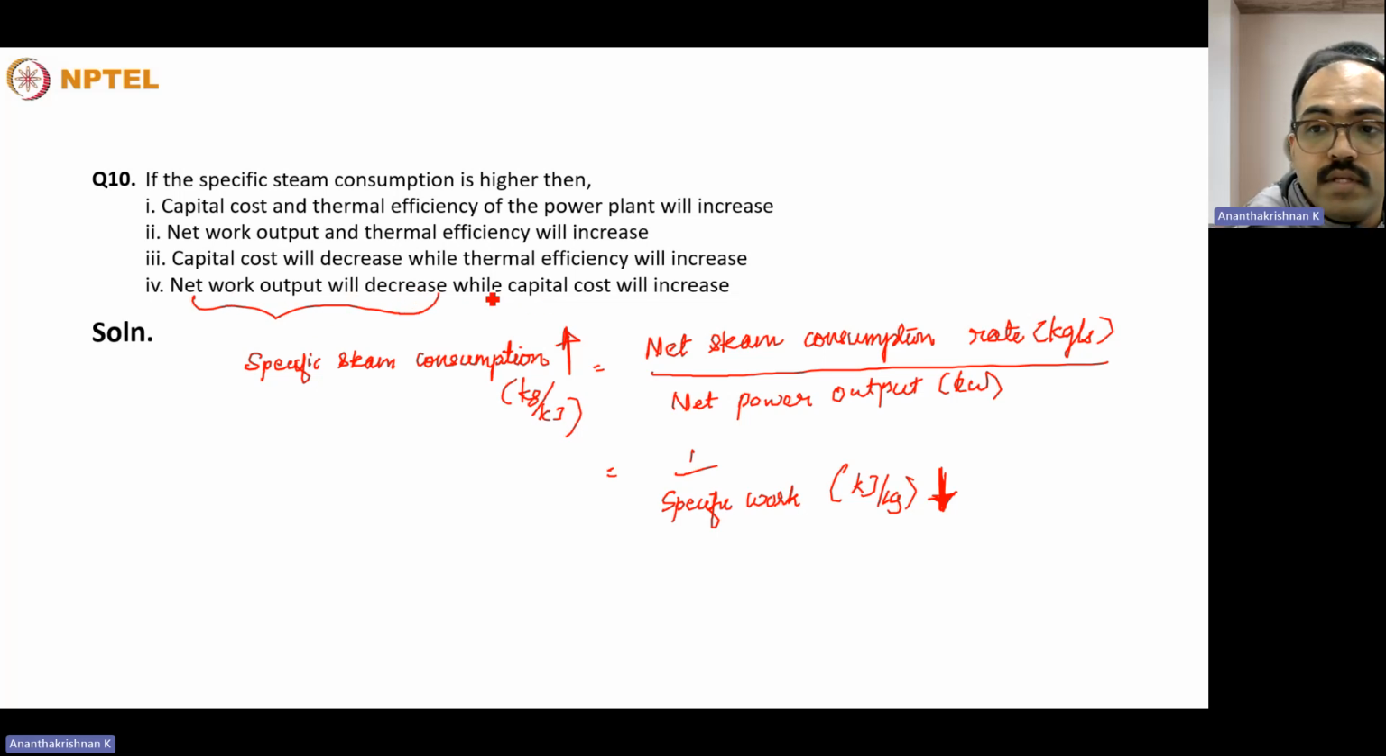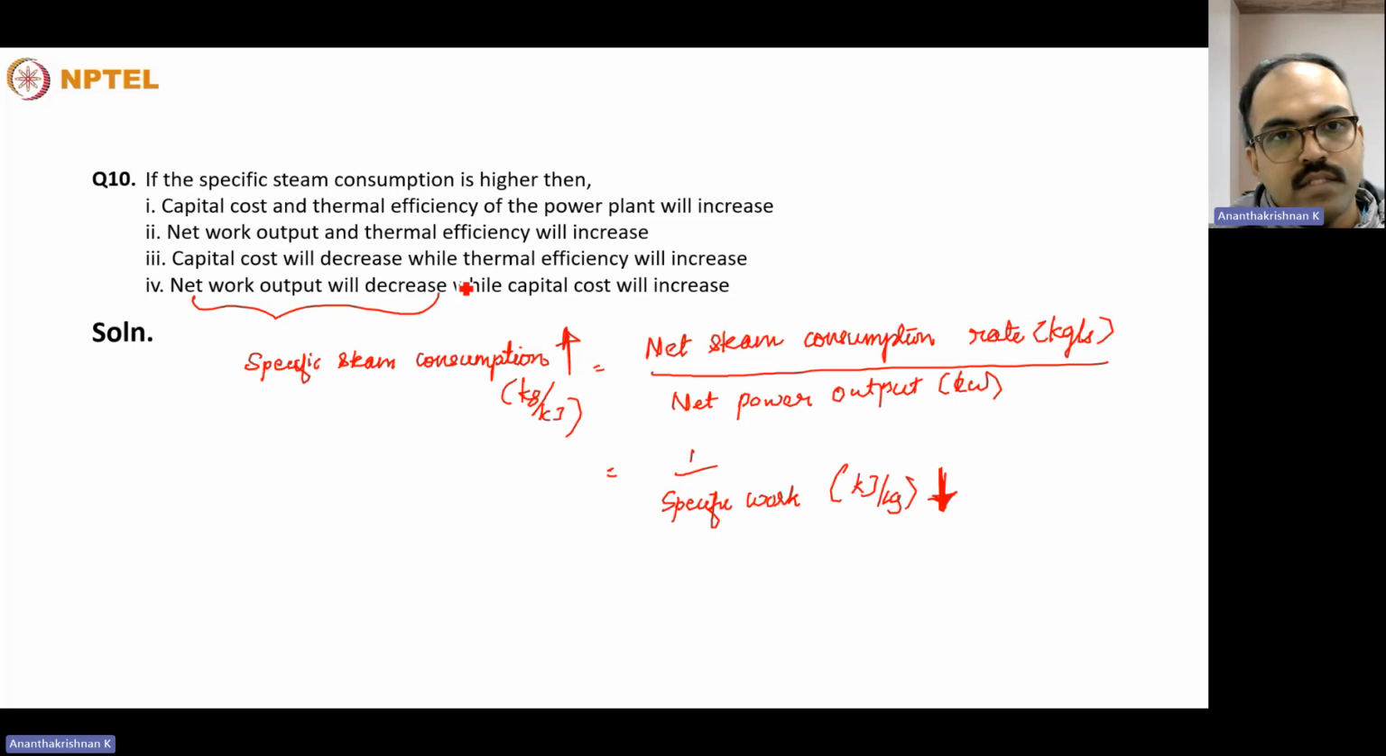And what will happen to the capital cost? When the net work output decreases, that is the kilojoule per kilogram decreases, we have to use a bigger turbine as well as a bigger pump to increase the work output. And also we have to increase the size of the boiler so that we can heat it up to a higher pressure, or use some kind of additional fittings to regenerate or reheat the cycles. So all that is going to increase the capital cost in order to improve the net work output.